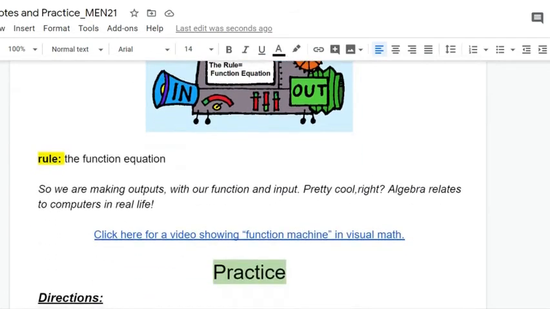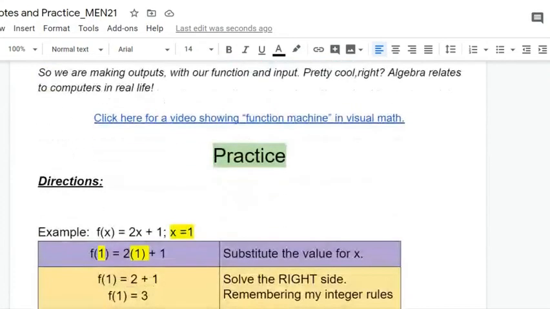This is a great video of just putting together what we mean by function machine. It's a really common analogy. I recommend taking a moment to look at it. Let's get into the practice, however.